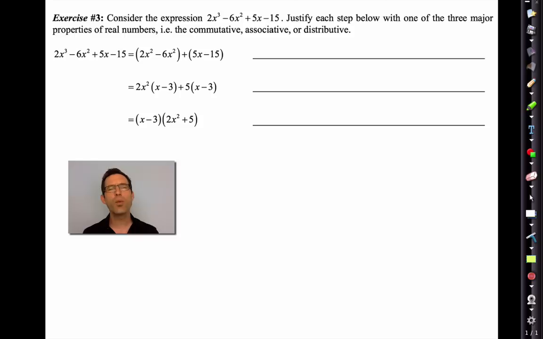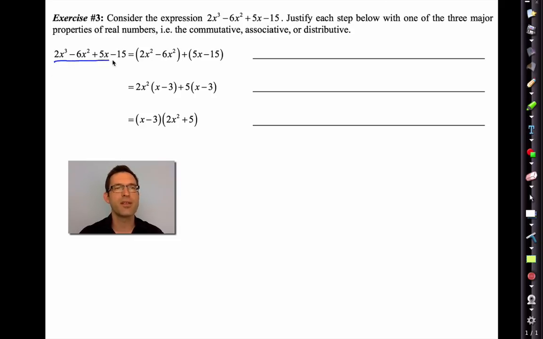All right, now I would like to take a moment and look at factoring by grouping. And you might say, well, I don't think we've factored by grouping yet. I completely agree. But this first exercise on factoring by grouping, exercise number 3, actually shows us how it's done and then asks us to justify each step using a real number property. So let's take a look. And again, I'll explain the technique of factoring by grouping a lot more.